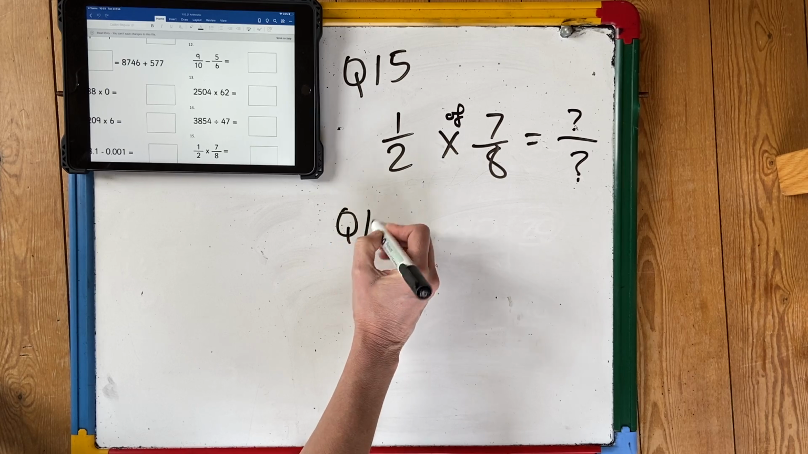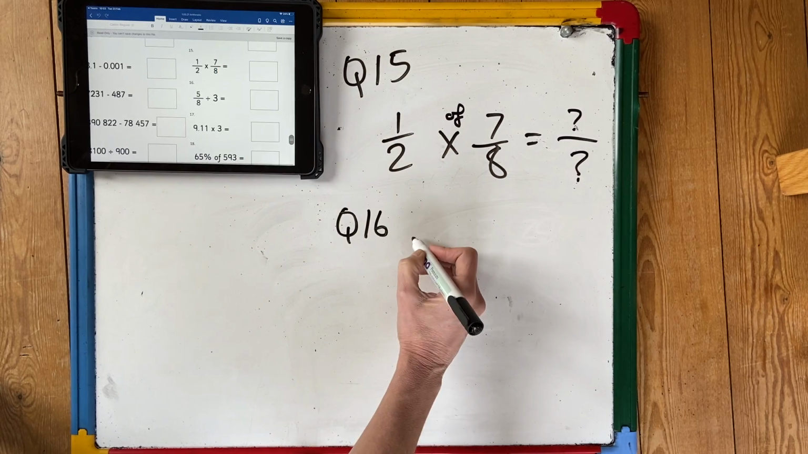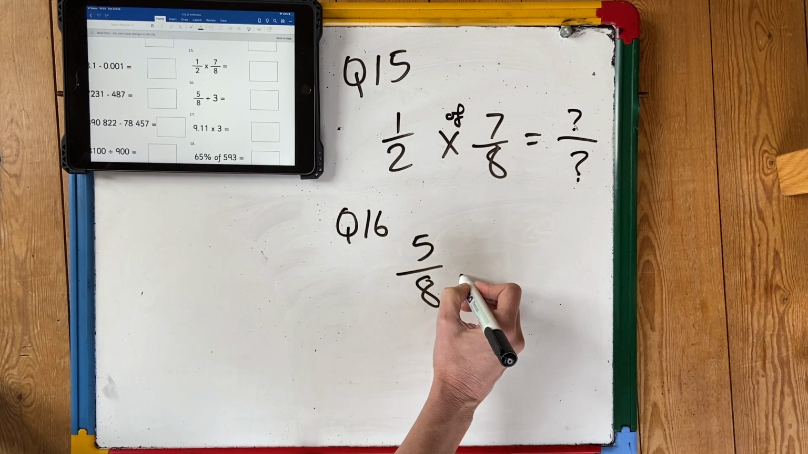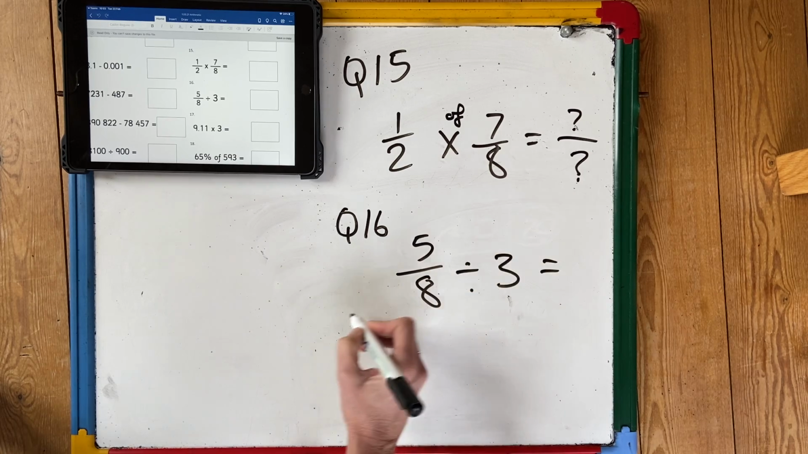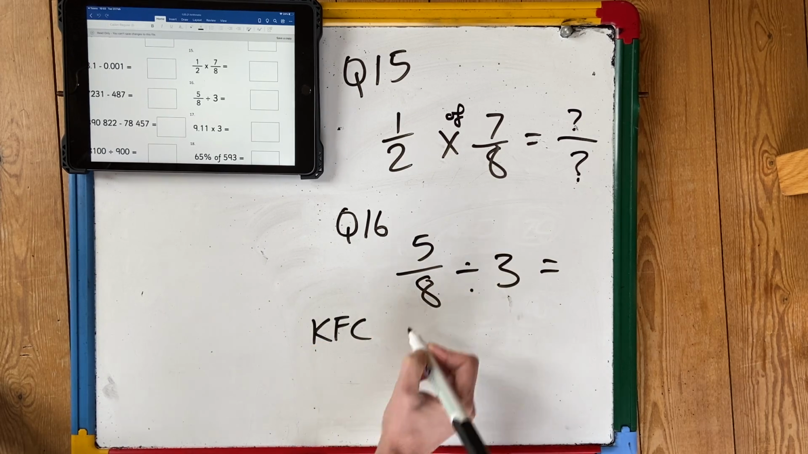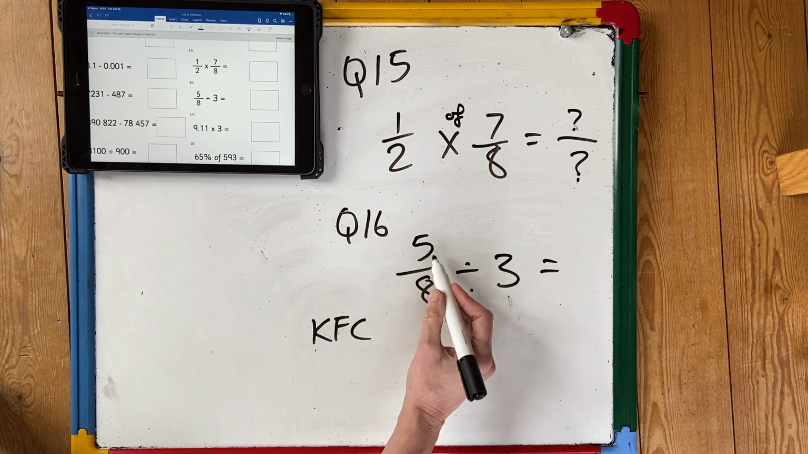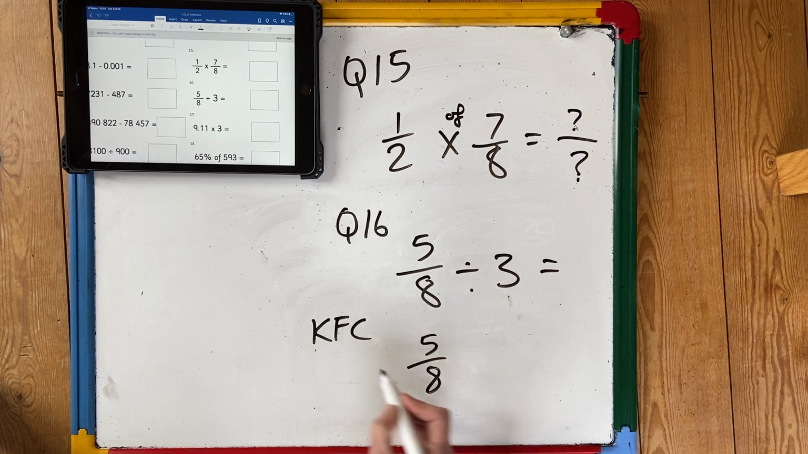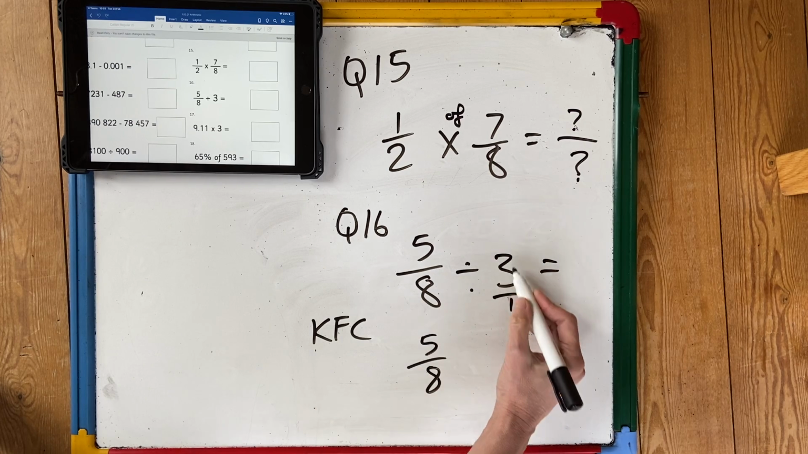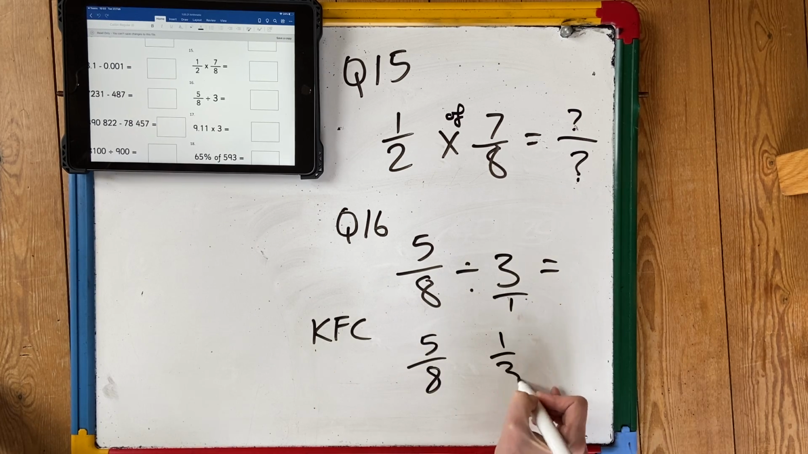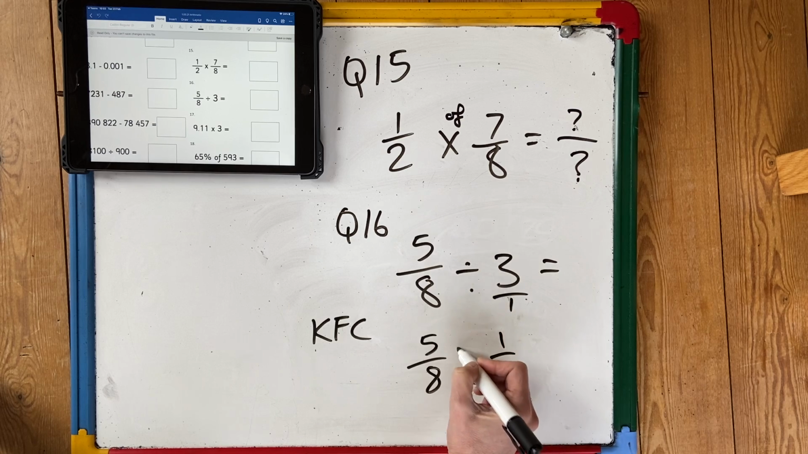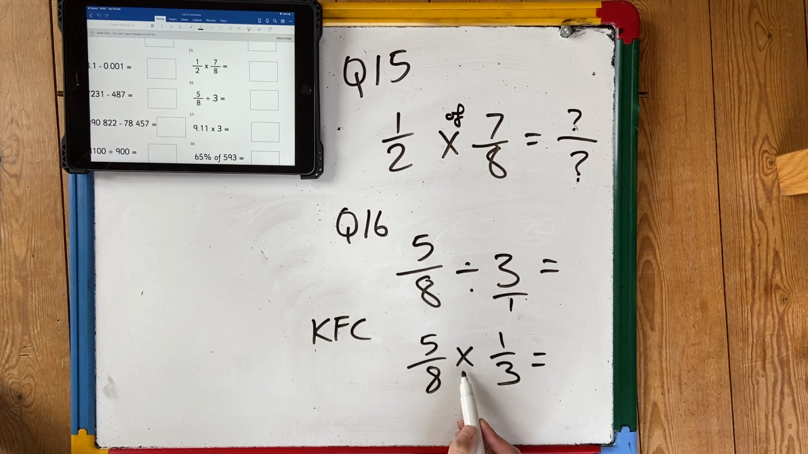So question 16. 5/8 divided by 3. So here you need to apply KFC because we're dividing fractions. So K is keep the first fraction, 5/8. F is flip the second fraction, so 1/3. And C is change the operation. Now we're multiplying. Now we can just multiply the numerators together, multiply the denominators together.